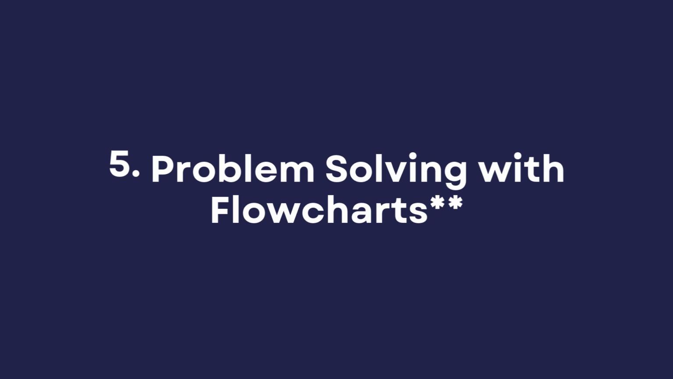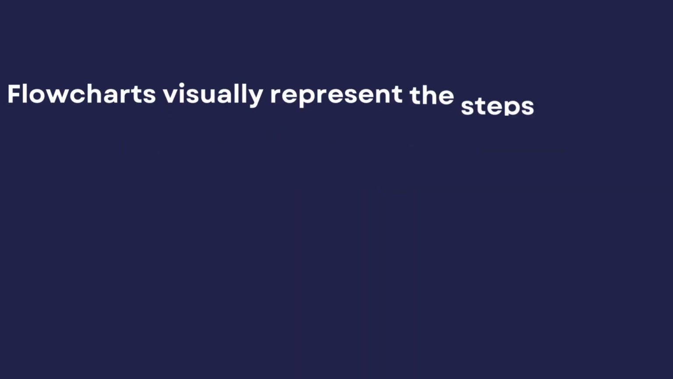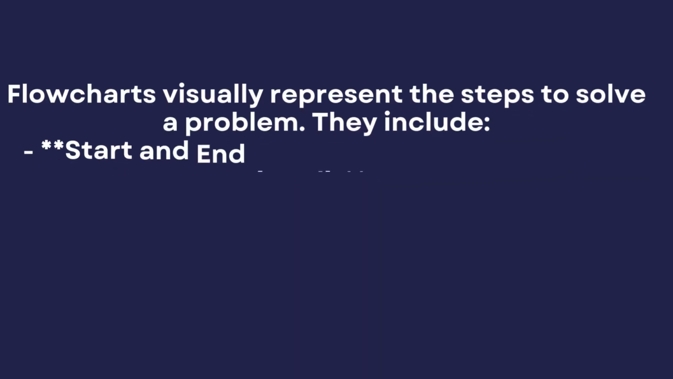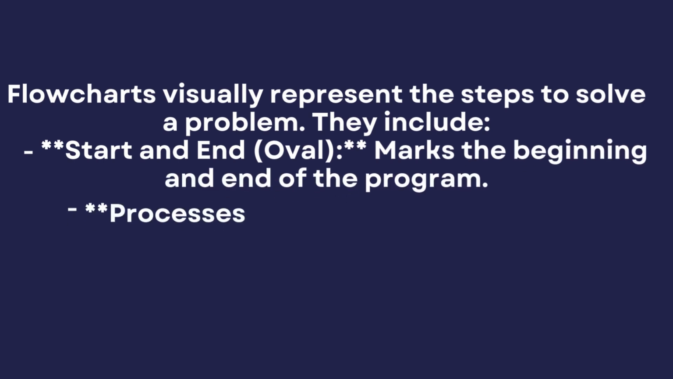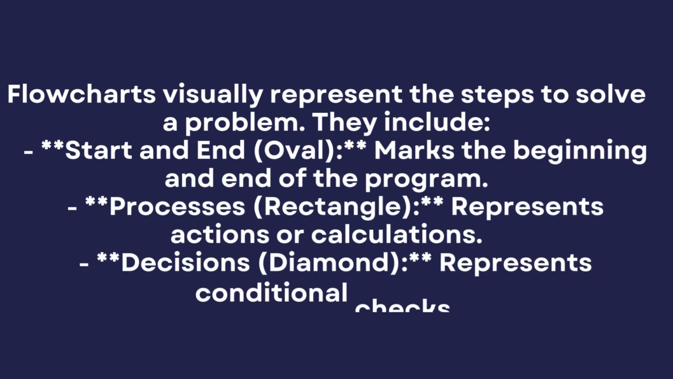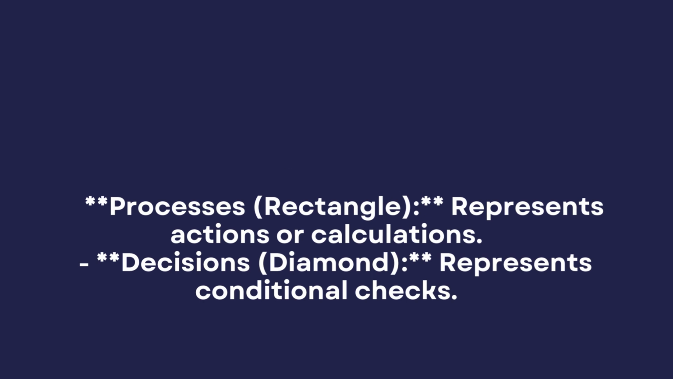Problem solving with flowcharts. Flowcharts visually represent the steps to solve a problem. They include start and end, an oval, which marks the beginning and end of the program. Processes, a rectangle, represent actions or calculations. Decisions, a diamond, represent conditional checks.